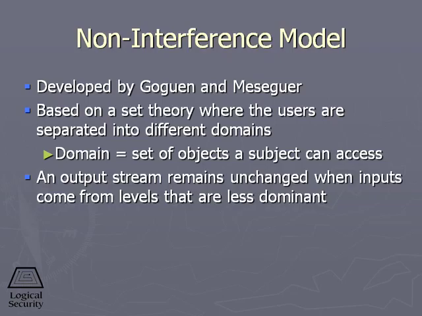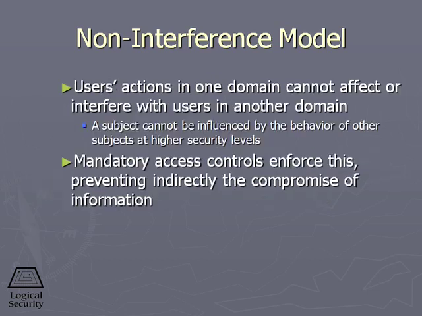Now, another model is called the non-interference model. And this model is based on those security domains or execution domains or process domains that we described earlier. Remember, the domain is the collection of all objects that a subject has access to. And the non-interference model says that if a subject is accessing an object in his domain, that modification of his objects can in no way affect your objects. So, the non-interference model says whatever they're doing over there, it cannot affect what you're doing over here. So to summarize, a user's actions in one security domain cannot affect or interfere with users in another security domain.